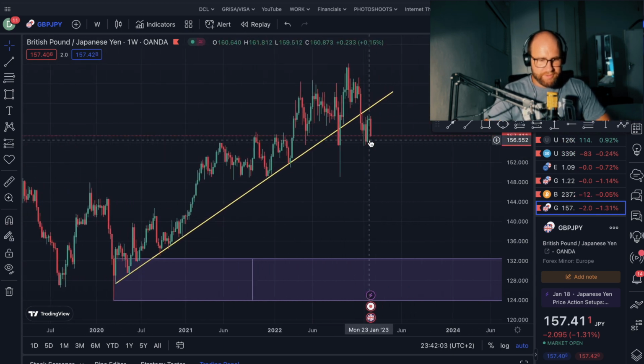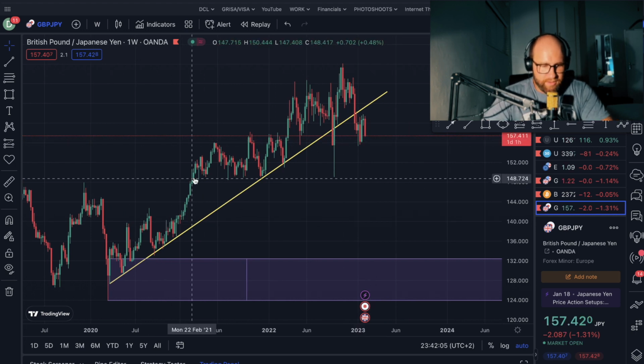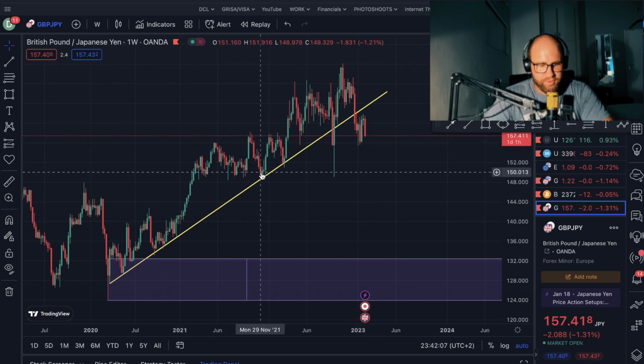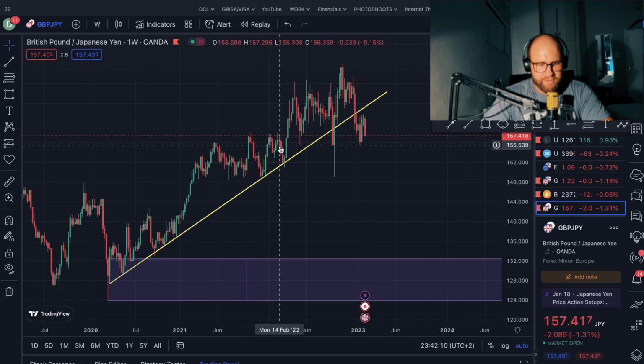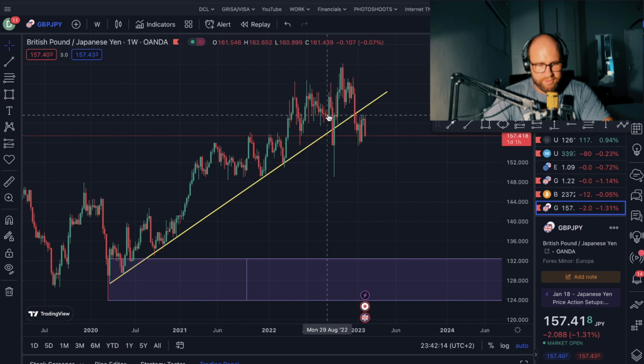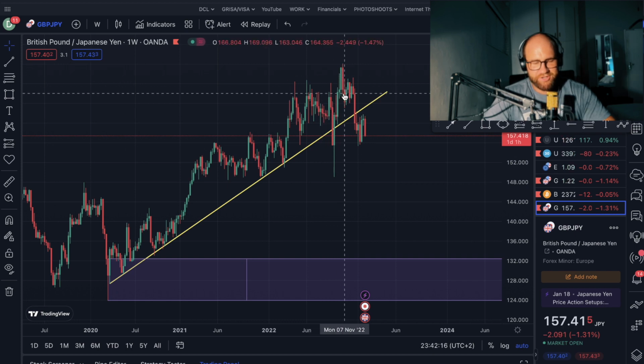So let's see what's going on here. We have an impulsive move, correction. We have a little demand zone already retested and still pushing up. And then what looks to be happening here is a failure to break structure.